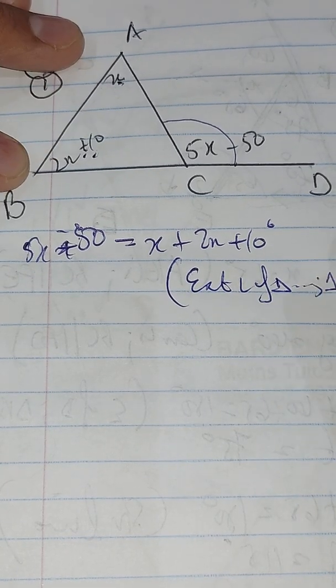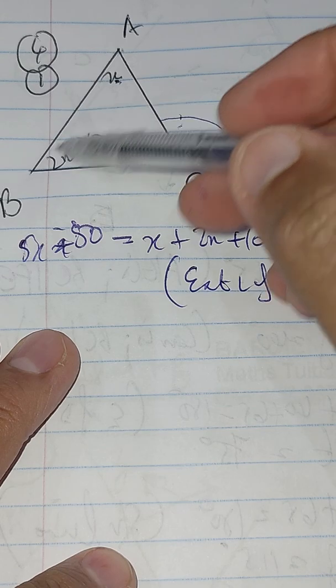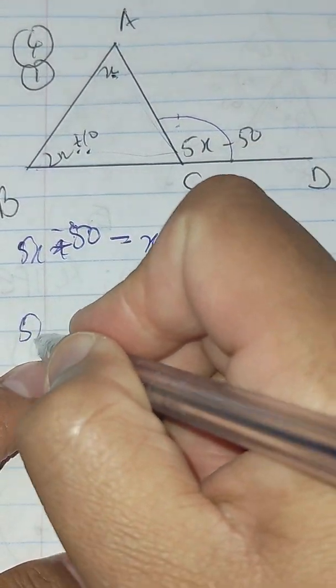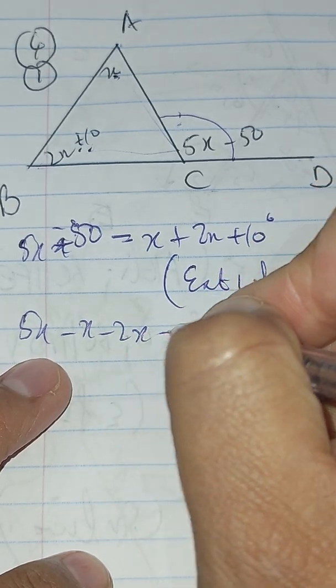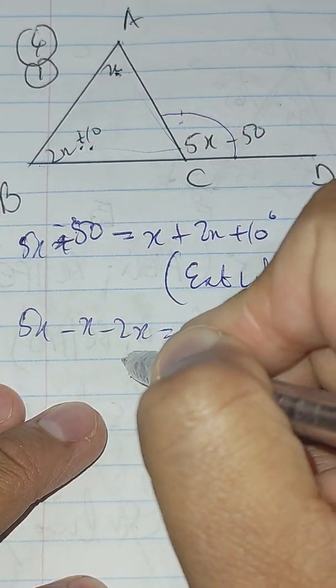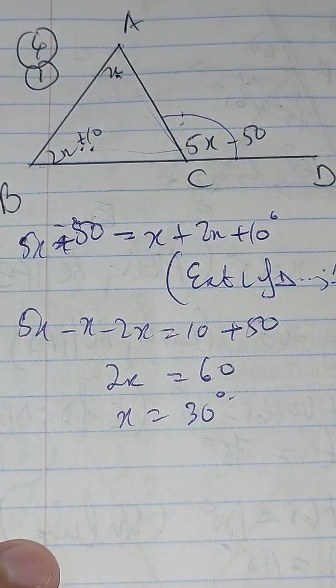And it's triangle ABC. You see the outside angle, the angles on the outside of this triangle. So I name that triangle. So you solve for x, so 5x minus x minus 2x is equal to 10 plus 50, which gives me 60. And that is of course going to give you 2x, so x is going to give you 30 degrees. Okay?